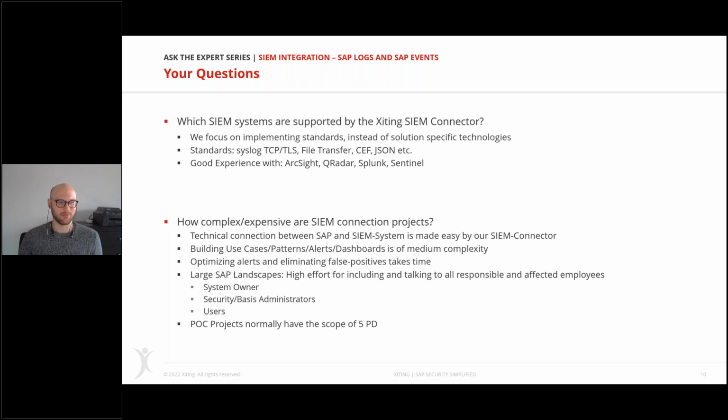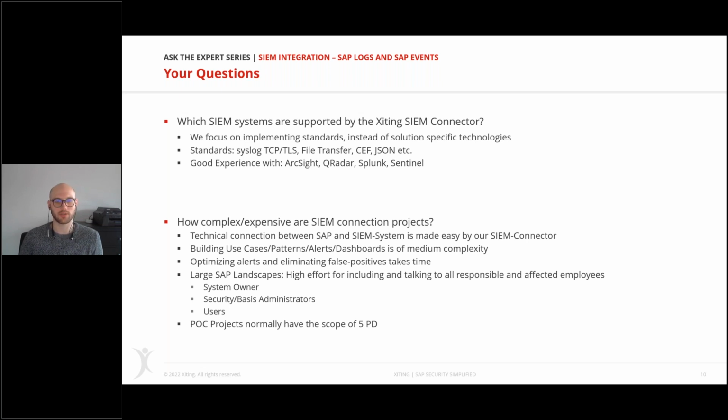So it's really advisable to talk to all the stakeholders, to all the responsible and affected employees as soon as possible and get them on your side, and also inform the users. You should really do this because in the future they are monitored after implementing such a solution.